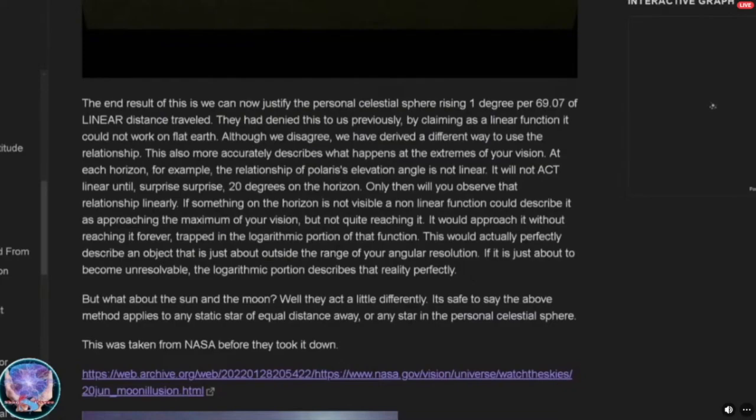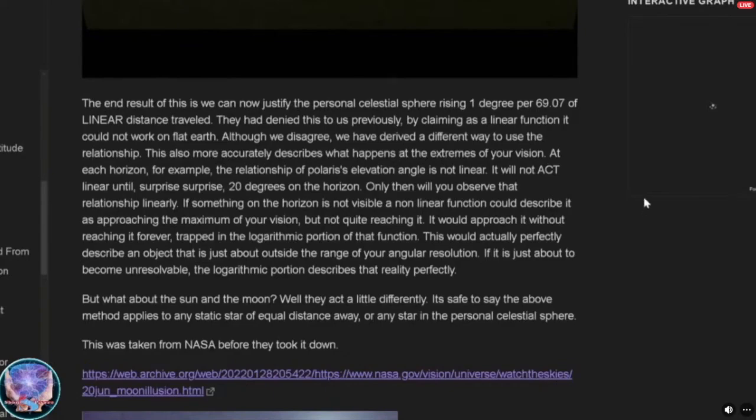And again, this is all updated on my database for anyone to peruse. I did update it last night with some actual intention and some words and direction. So it says, you know, this describes what happens at the extremes of your vision. At each horizon, for example, right? The relationship of Polaris elevation angle is not linear at the horizon.